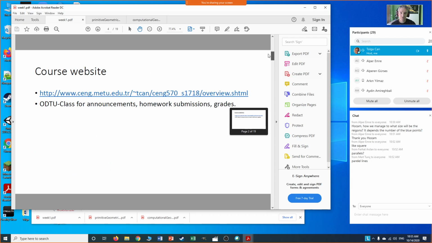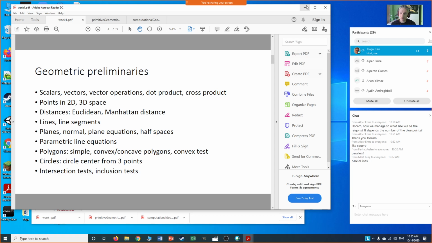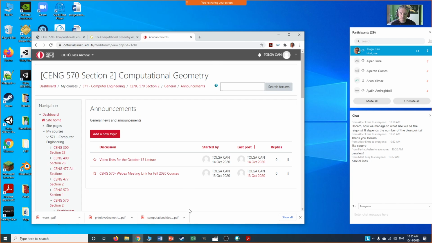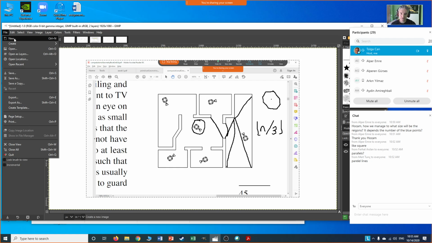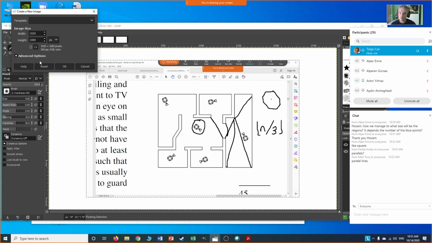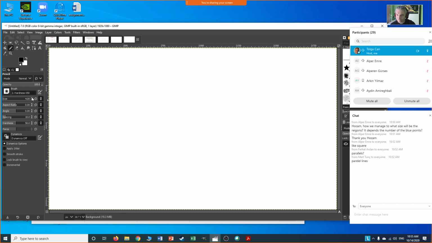All right, now let's get back to the geometric preliminaries. And I will start with the simplest ones, which are the points and vectors. All right, so let's get the new one. So a point is the simplest two-dimensional object that you can have. And in order to represent a point, we need a coordinate system. So a point is represented by two values, its xy coordinates.